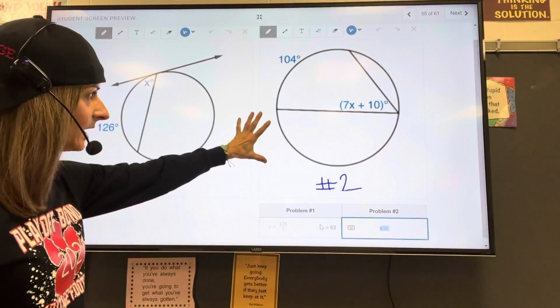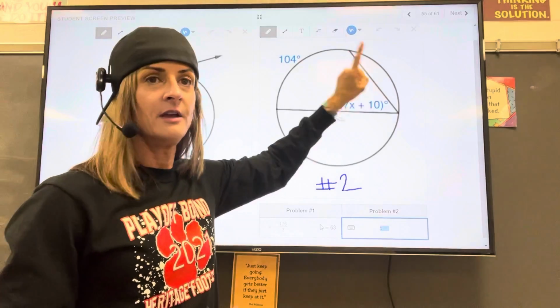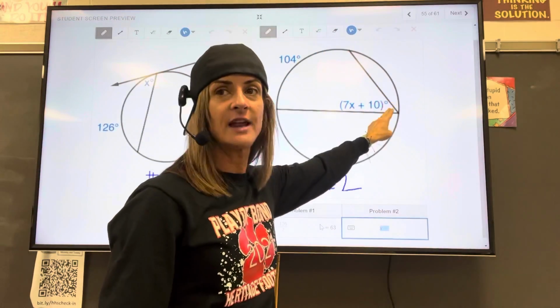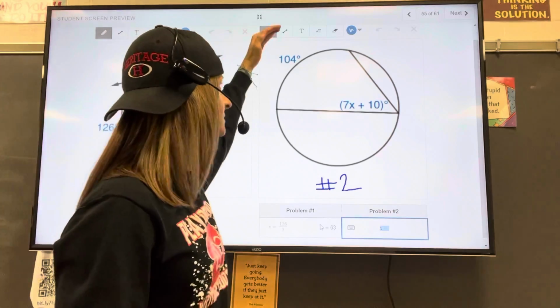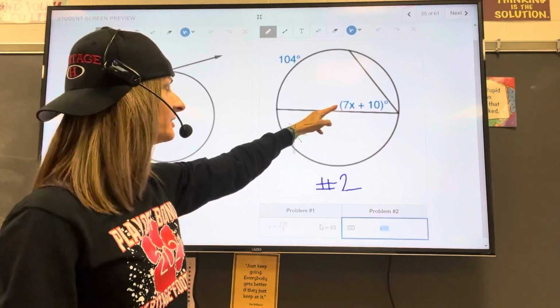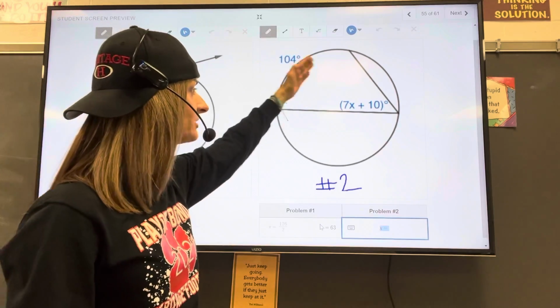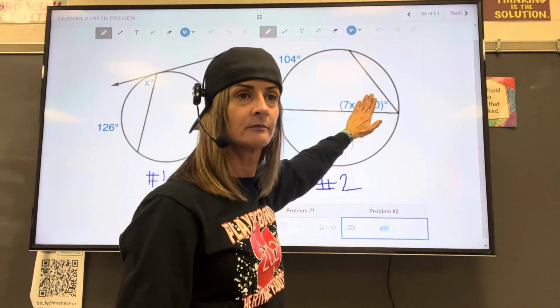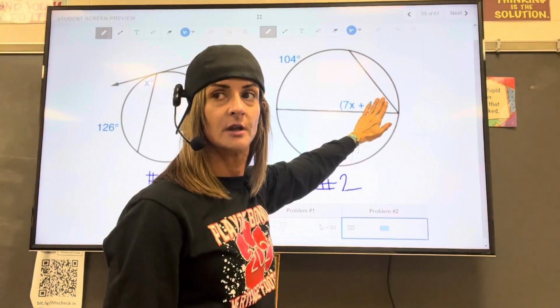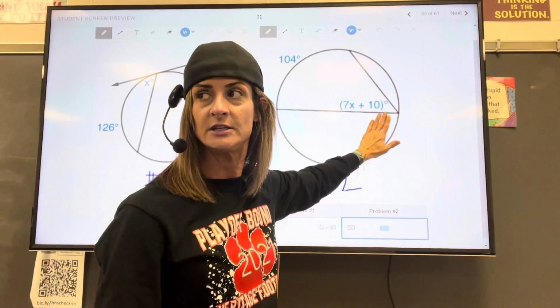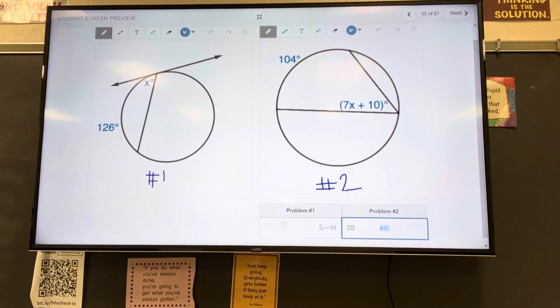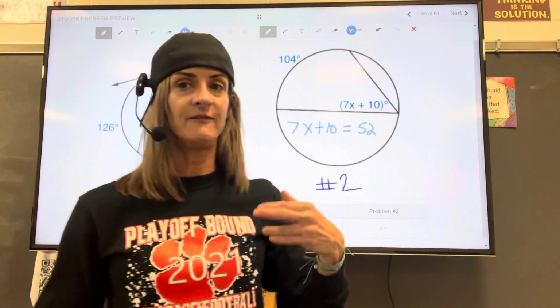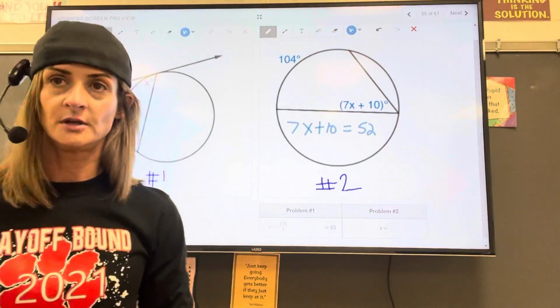Okay, the second problem. This is an inscribed angle. The relationship between the measure of this angle on the other side of the circle and the measure of the arc is the same relationship. The arc is twice as big as this angle. However, we have to solve for that value of x. So what's half of 104? Half of 104 is the measure of this angle. So if that's 52 degrees, we're going to set 7x plus 10 equal to 52 and solve for the value of x that makes that statement true. I'm going to write 7x plus 10 equals 52. So we'll subtract 10 and then divide by 7. If you subtract 10 from 52, you get 42. 6 times 7 is 42. Did you get 6 as the answer?